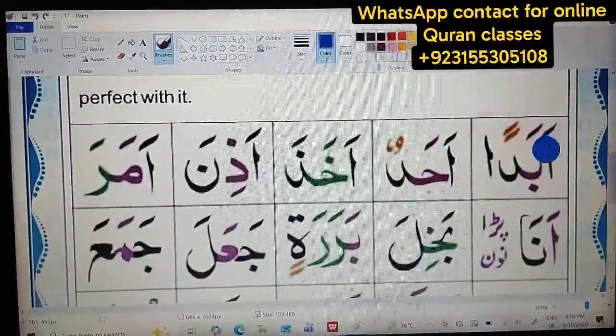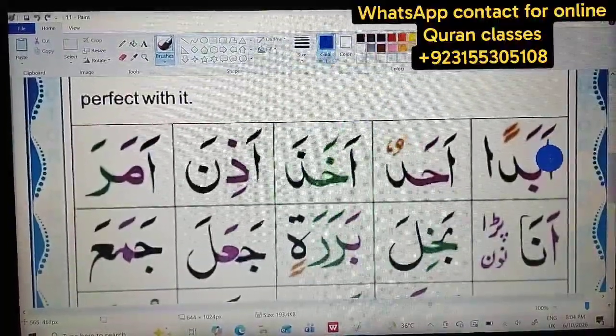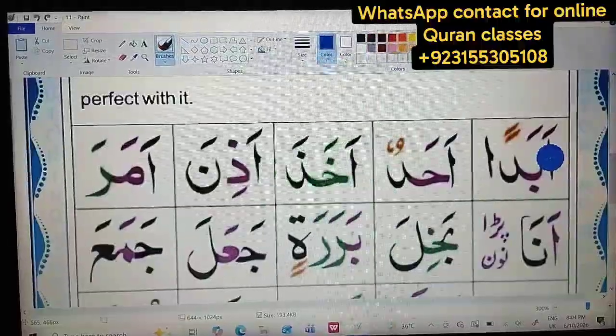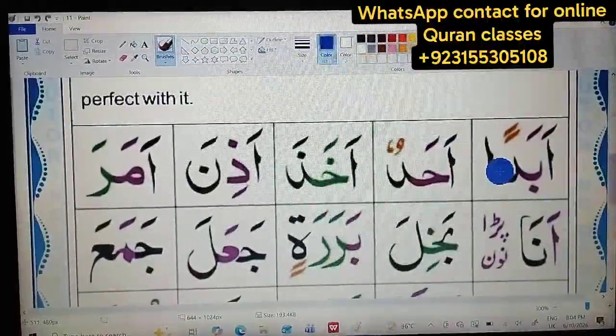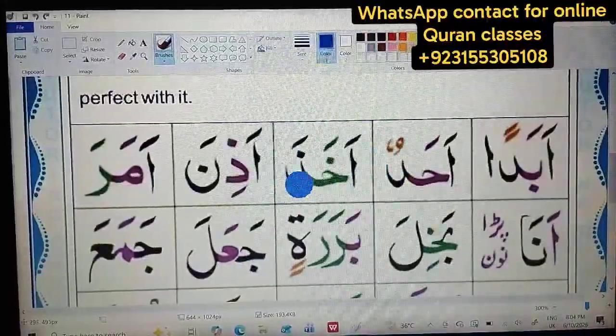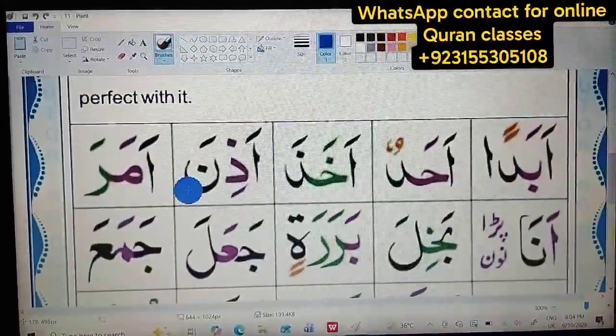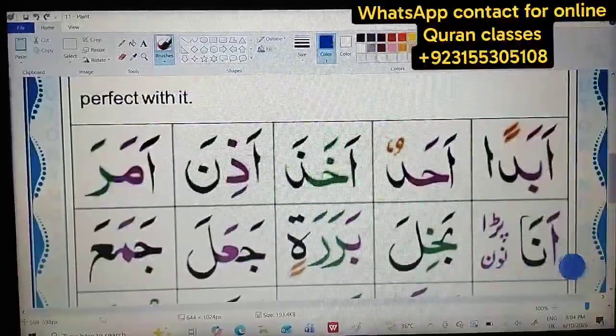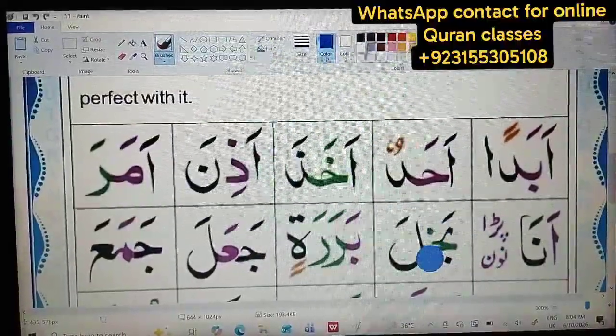Now we read from the start of the lesson without spelling: abadan, ahadun, akhadha, adhina, amara, ana, bakhila.